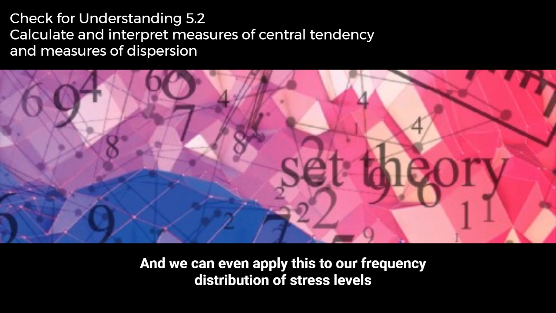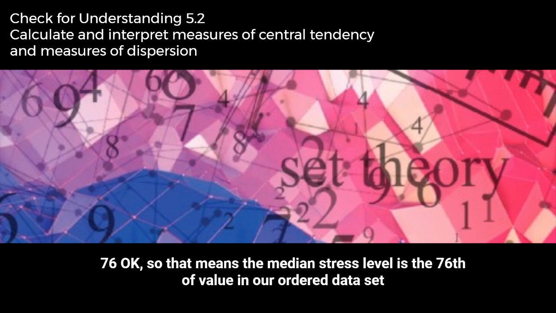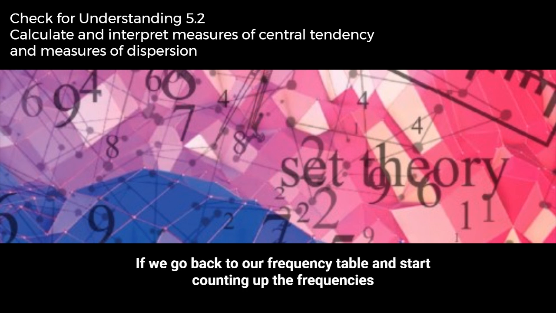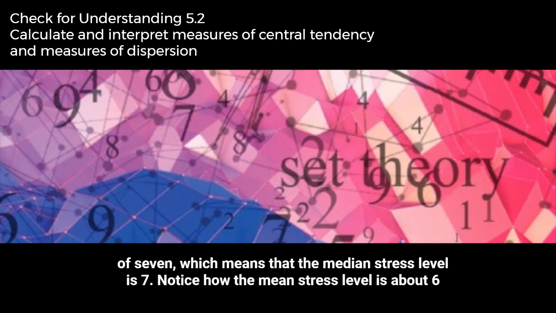Exactly. And we can even apply this to our frequency distribution of stress levels. Remember, we had 151 total responses. So the median position is (151 plus 1) over 2, which is 76. Okay, so that means the median stress level is the 76th value in our ordered data set. If we go back to our frequency table and start counting up the frequencies, we can find that the 76th data point falls within the group of students who reported a stress level of 7. Which means that the median stress level is 7.